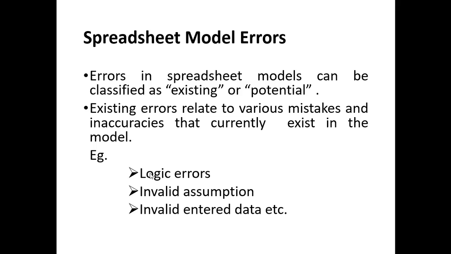And also you have invalid entered data. So you have entered some data which is not valid. In fact, you would have used some incorrect cell references, like you would have made use of relative cell references in an instance where you should have used the absolute cell reference. And also you would have hard-coded some of the numbers into the formulas. That is also a kind of invalid entered data. So this is something that we call the existing errors in a model.